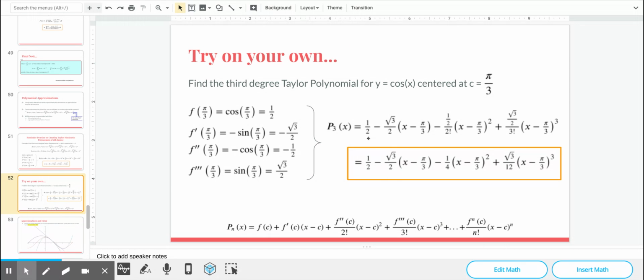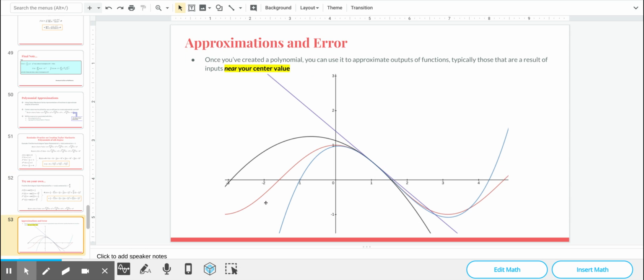Sorry, 1/2 minus square root of 3 over 2 times (x minus pi over 3), minus 1/2 divided by 2 factorial times (x minus pi over 3) squared, and then the last one I did was to the third, right? So the blue curve is the third degree Taylor polynomial of cosine. So that's the one you actually just did.